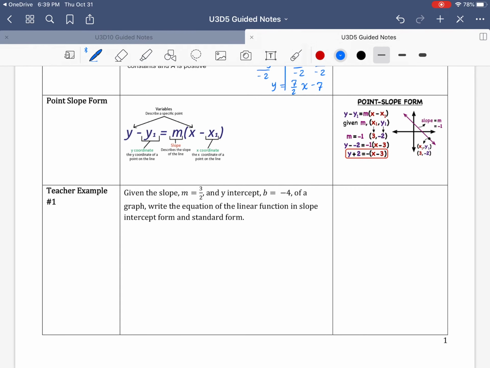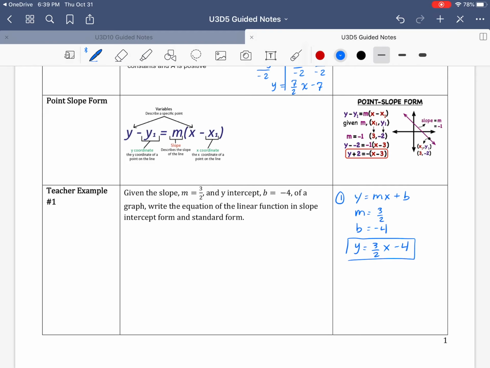Now, first teacher example says, given the slope m equals 3 over 2 and our y-intercept b equals negative 4, write an equation in slope-intercept and standard form. So first, we want it in slope-intercept form, which is y equals mx plus b. Well, we already know m is 3/2 and b is negative 4. So all we have to do is plug in 3/2 and negative 4. y equals 3/2 x minus 4. And that's our first answer.